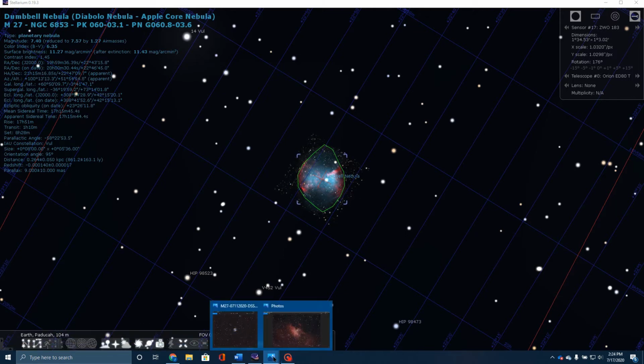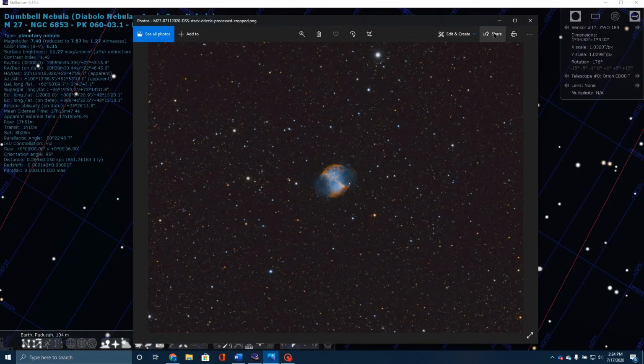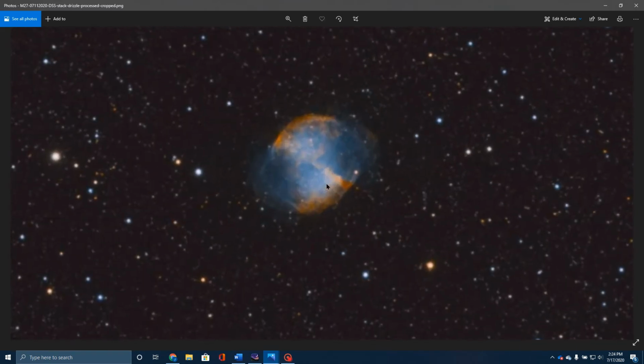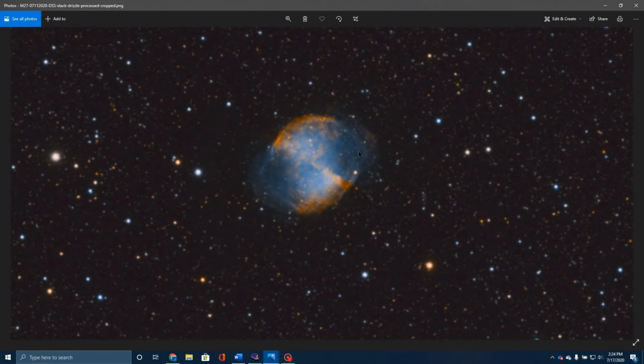So if we go back over here, let me pull up my picture. This is the picture that I got of it. All of this blue and orange or red, all of that is the gas that was expelled from this giant star running out of hydrogen fuel. Now, what happened was once it got down to a, I'll call it a critical mass, it collapsed back on itself.